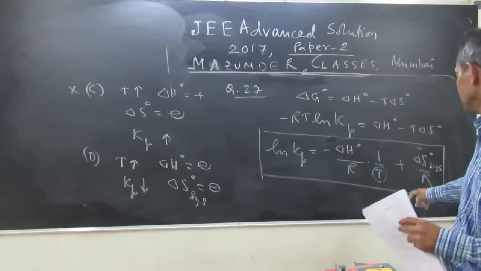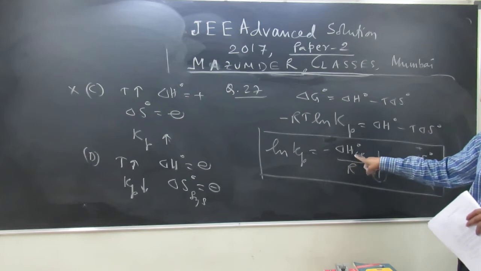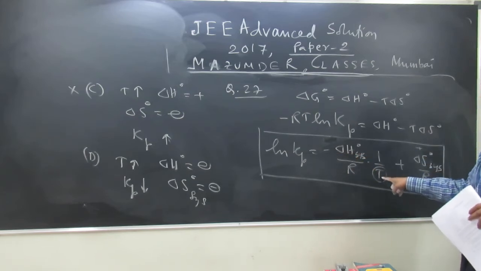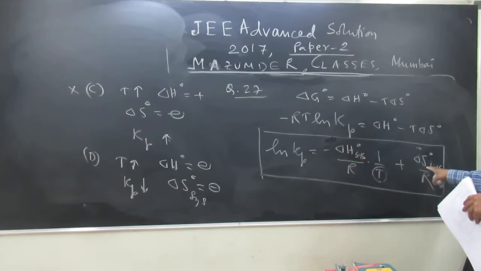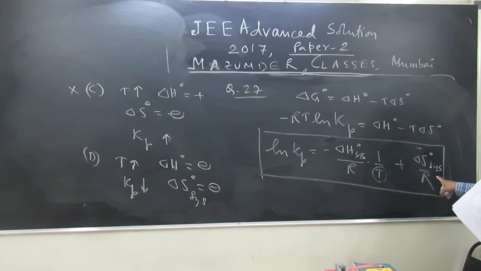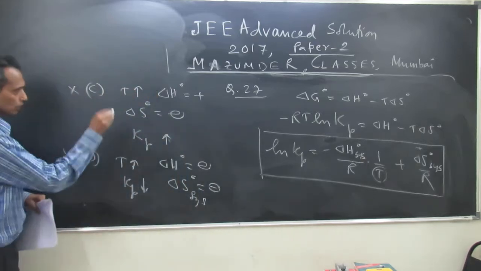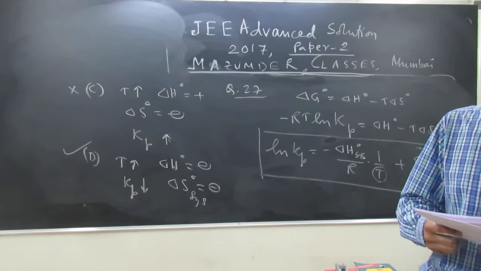So in that case, you can see that once again it is all system I am talking about. So here delta H naught negative, and if it is positive, T increases. So that means this value basically decreases. So if it decreases and delta S naught of the system is also negative, as they are saying, so obviously it is decreasing, it is also decreasing, so Kp has to decrease. So therefore D is the correct answer. So therefore we have concluded that A, B, D are the correct answers.